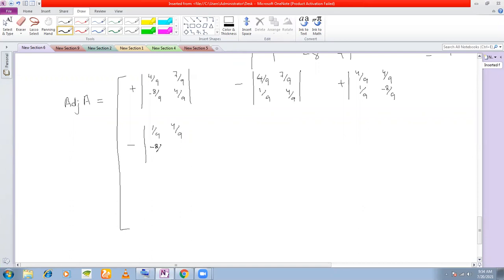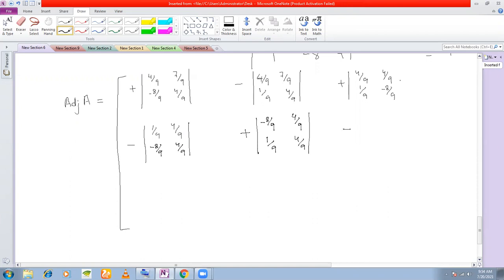Minus 8 by 9, and you have 4 by 9. The next minor with a plus sign will be minus 8 by 9, 4 by 9, 1 by 9, 4 by 9.